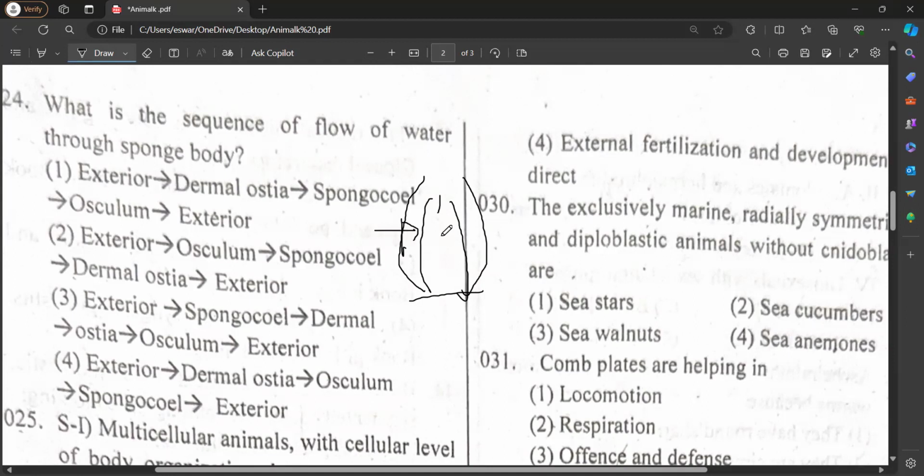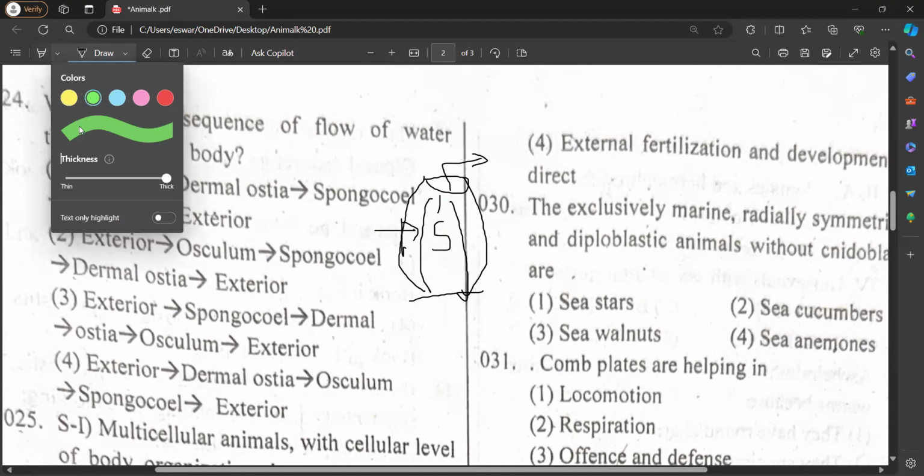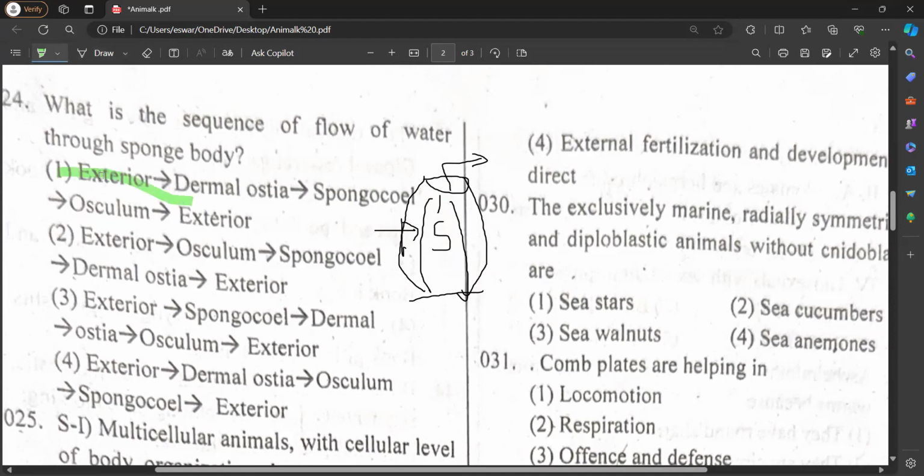Ostia open into the spongocoel. This is the spongocoel, right? Spongocoel opens outside through a bigger opening called osculum. It moves into the exterior like this. So from the exterior, dermal ostia, spongocoel, osculum, and finally the exterior. This will be the correct option.